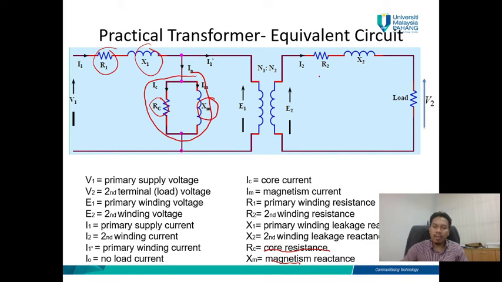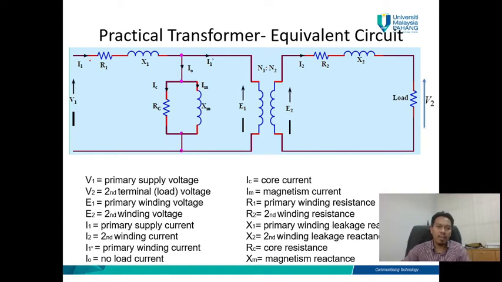Then at the secondary side, we have R2 and X2, which are the impedance and reactance for the secondary side. So this is all the elements or the labeling of the transformer. In addition, we also have a current supply, which is I1. Then we also have I0, which represents the no load current of the transformer.